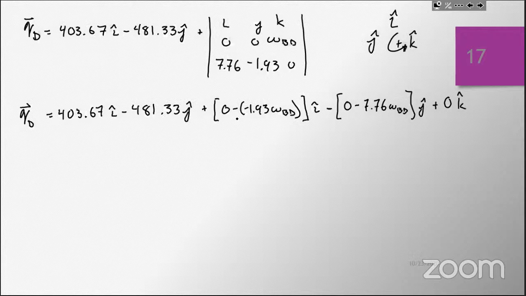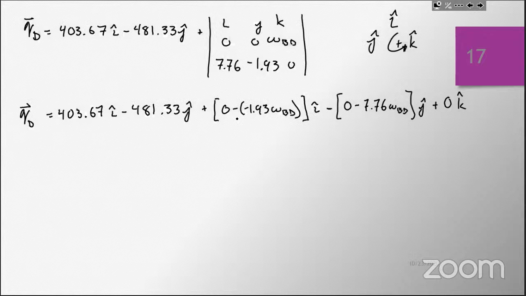Remember, this is going to be I cross K. So if I cover up the middle and here, I'm left with the corners, these four. What is my cross product for these four corners? Zero minus 7.76 omega BG. But remember, this one's I cross K, so we have an extra negative here too. It's actually going to be positive when the math comes out.